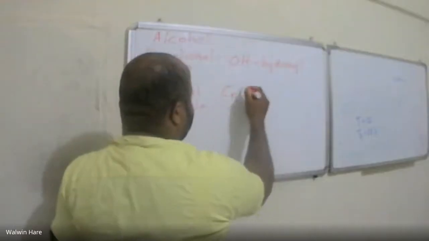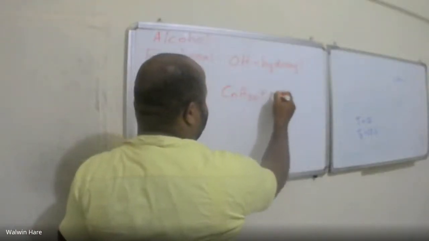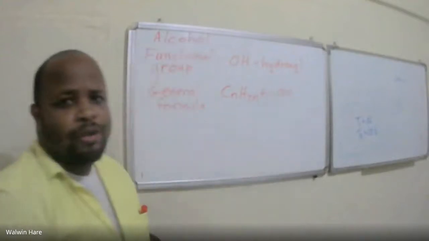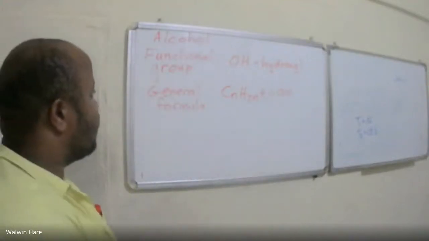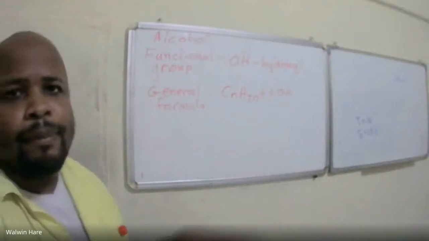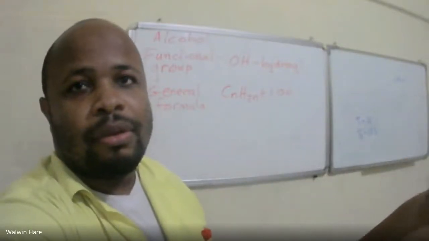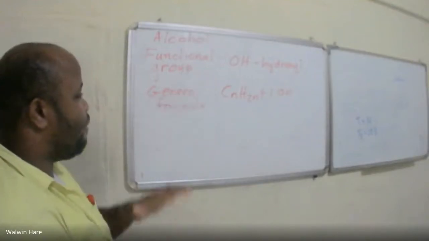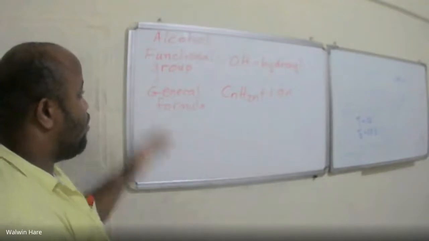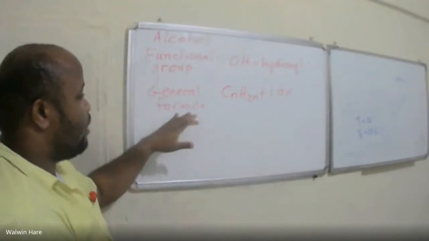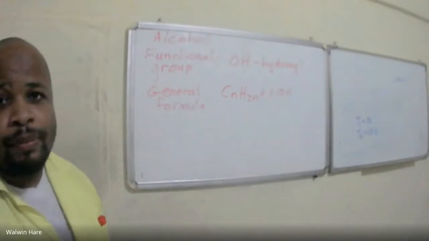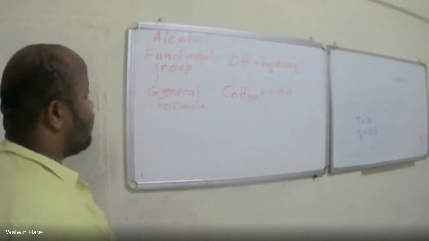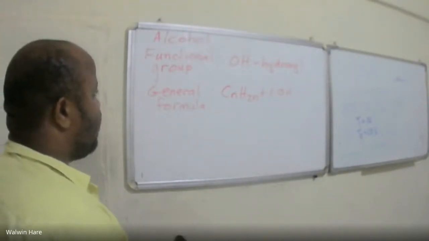Nadine? CnH2n+1OH. That is correct, Mullins. All right. So even though they are pretty straightforward, you must try and remember the functional group and the general formula. So once that is out of the way, we're going to look at naming alcohols.